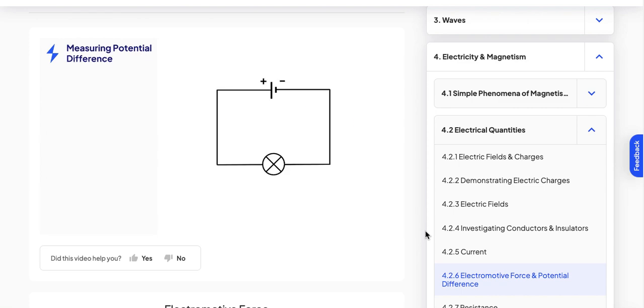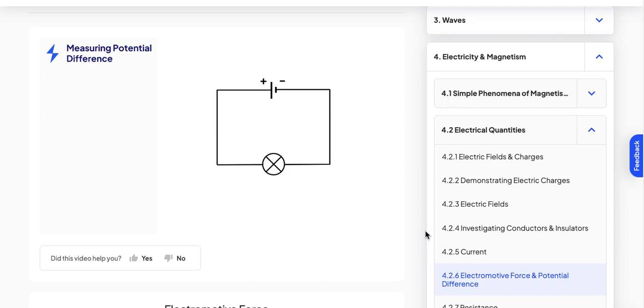We know that an ammeter has to be positioned in series so that the charge flows through it. An ammeter counts the amount of charge passing through it per unit time to give a value for current. A voltmeter works very differently.